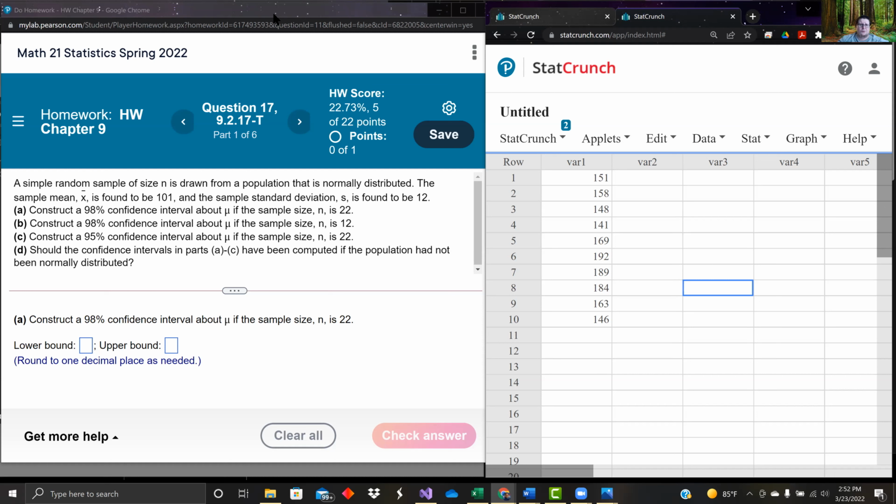And we're going to do a couple things. We're going to do the 98% confidence interval. So we got three values. I'm going to write these down because I think we're comparing them all at the end. So A is 98% confidence when N is 22. Then B is 98% confidence when N is 12. So like the sample size goes down, maybe they're going to ask what's the difference. And then for C, we put N back up to 22, but instead we lower the confidence interval.